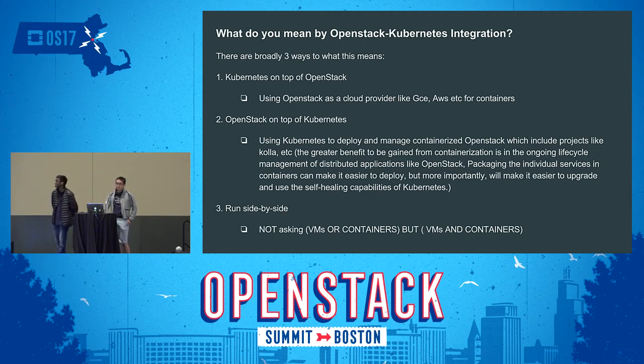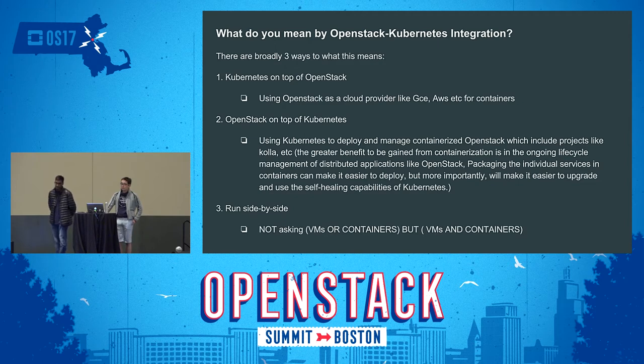Second, we have OpenStack on top of Kubernetes. This is the usual case of projects like Kolla, OpenStack Helm, Kolla Kubernetes, Kolla Ansible, in which OpenStack is packaged inside containers. Containers use a microservice architecture, which suits OpenStack very well. So OpenStack services are containerized and then deployed on various nodes, and then orchestration and all the management is done through Kubernetes. So that is another way.